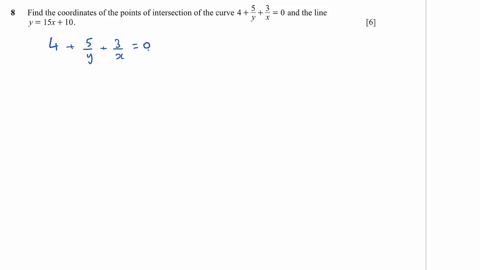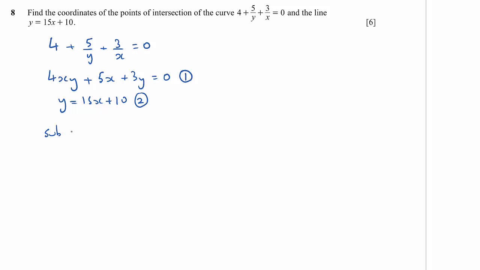And I'm just going to multiply right through by xy to get rid of the fractions. So I'll have 4xy. If I multiply this by xy, the y's will cancel, so I have 5x. Multiply this by xy, the x's will cancel, so I'll have 3y. And that's equal to 0. I'm going to call that equation 1. And then I've got y = 15x + 10, which is equation 2.